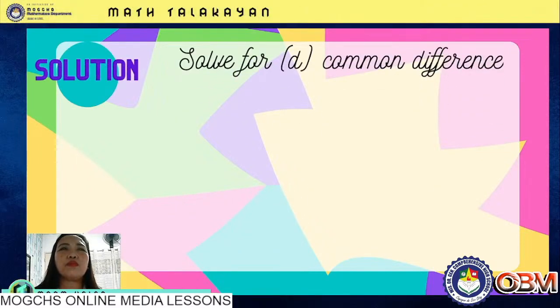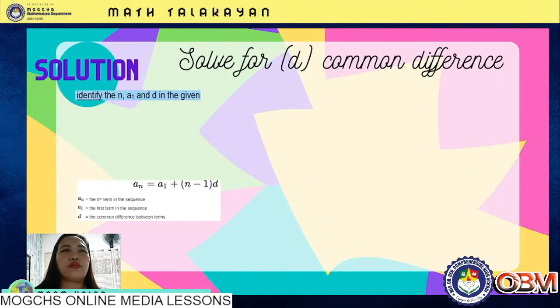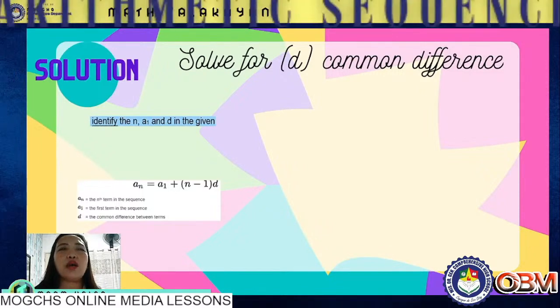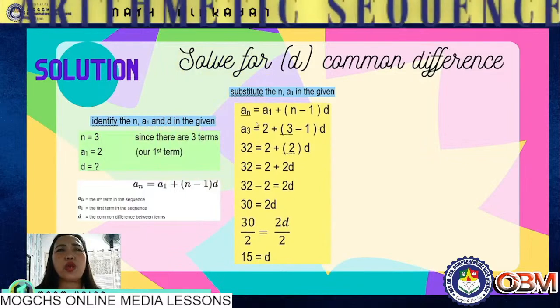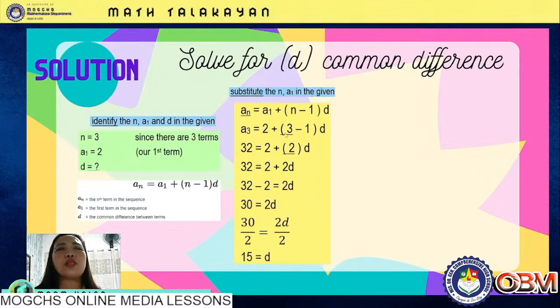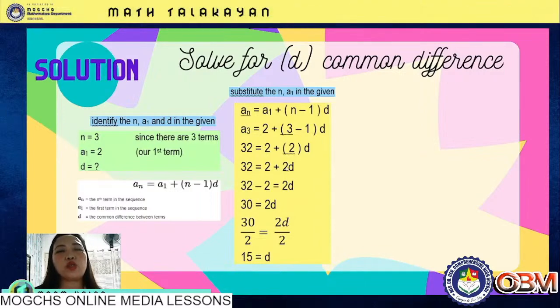To solve for the problem, we're going to solve for the common difference by using the arithmetic formula. And identify the n, a sub 1, and d in the given. Our n here is 3 since there are 3 terms. And a sub 1 is 2 and d is the unknown. Substitute the n and a sub 1 in the formula. So we have a sub 3 equals 2 plus the quantity of 3 minus 1 times d. And our a sub 3, or our third term in the given problem, is 32 equals 2 plus the 3 minus 1, which is 2, times d. So we have 32 equals 2 plus 2d.